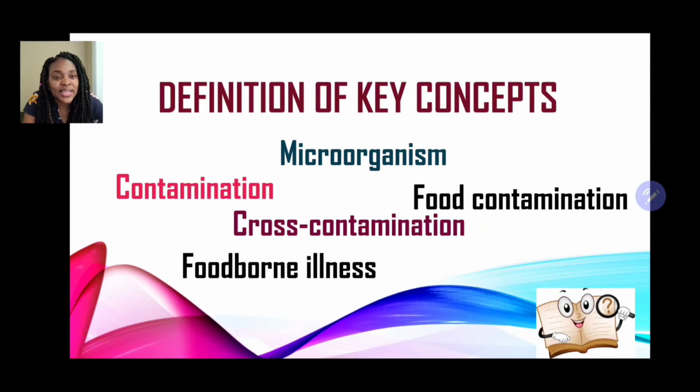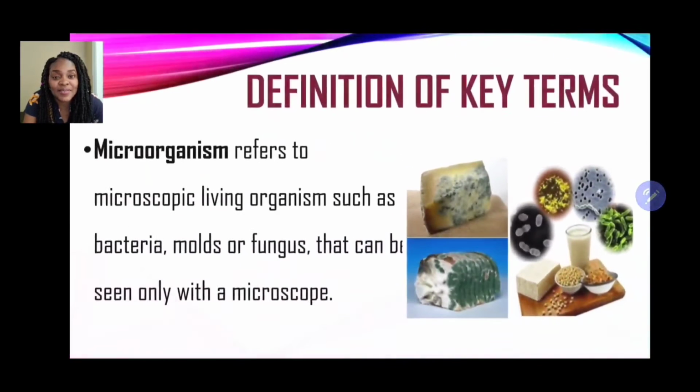In today's foundation, we're looking at 5 key terms. They are microorganisms, contamination, cross-contamination, food contamination, and also foodborne illness. Now, I know that you're probably able to define all of these key concepts, but just in case we need a little sharpening up, let us look at these definitions.